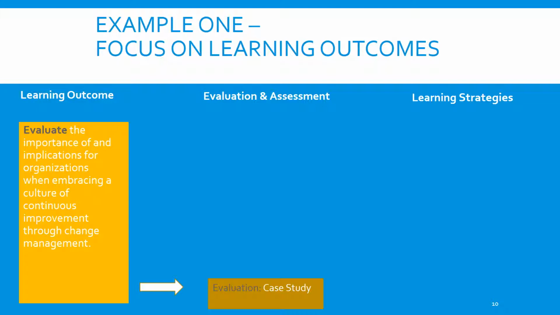Let's use an example from the Business Foundations course to illustrate the backwards design model. The learning outcome we'll use for this example is on the slide. Now, you'll see in here we're asking students to be able to evaluate, and evaluation requires higher level thinking. So we need to design this carefully so the students will be able to look at specific situations and not only see the impact of the culture on continuous improvement, but also evaluate the implications of this on culture.